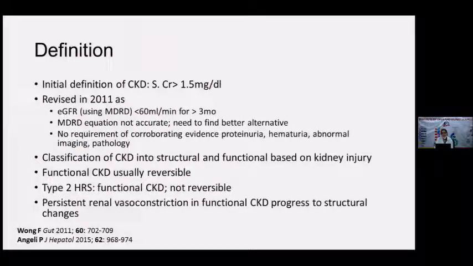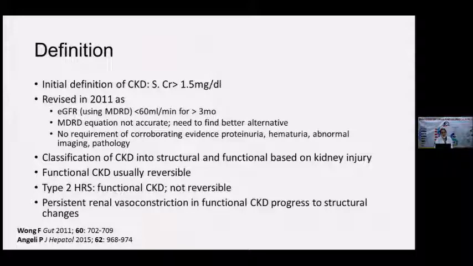The initial definition of CKD was serum creatinine of more than 1.5 milligram per deciliter, revised in 2011, where eGFR using the MDRD equation of less than 60 ml per minute for more than 3 months. The MDRD equation is not very accurate and we need to find better alternatives. But in spite of that, MDRD is used, and there is no requirement of evidence of proteinuria, hematuria, abnormal imaging, and pathology.